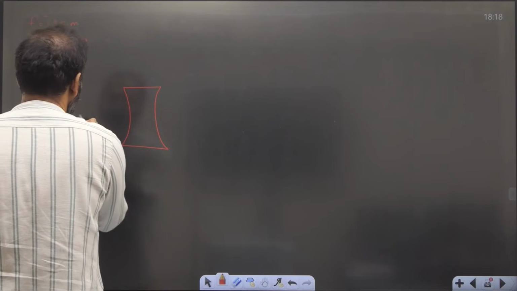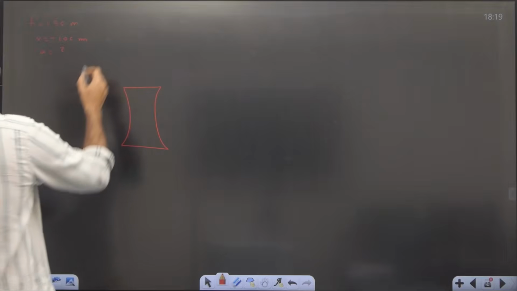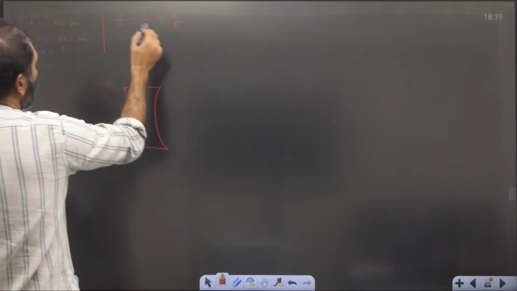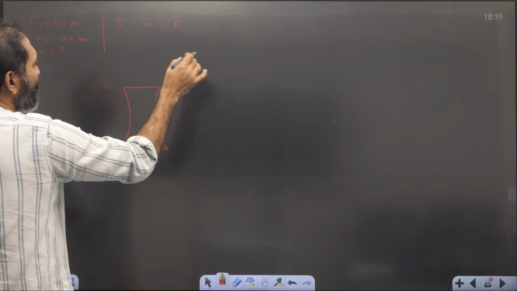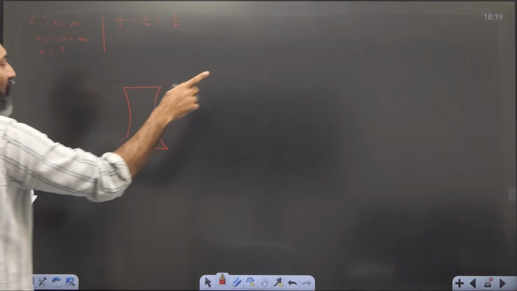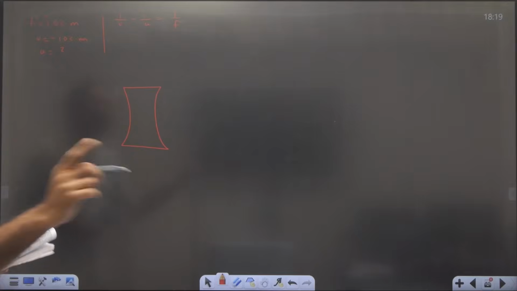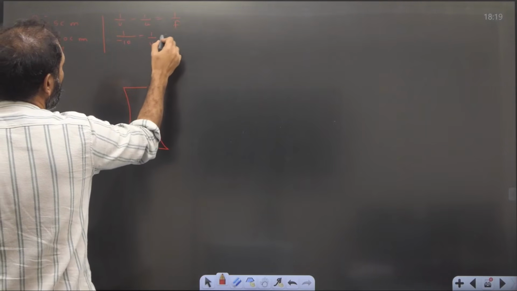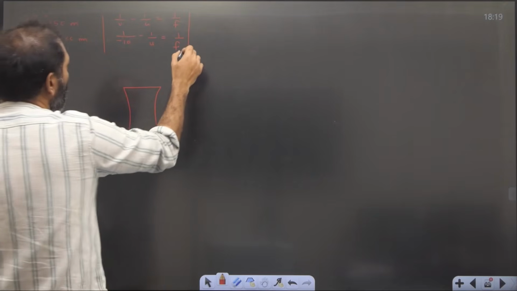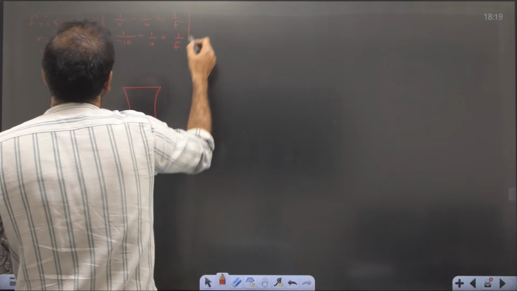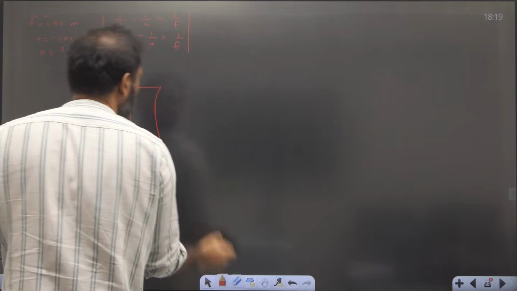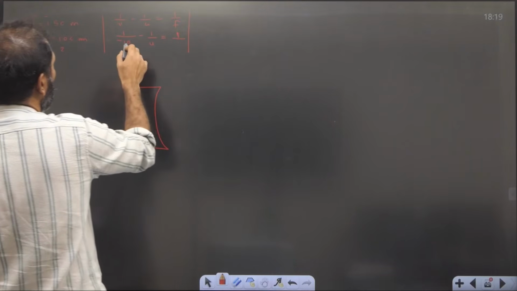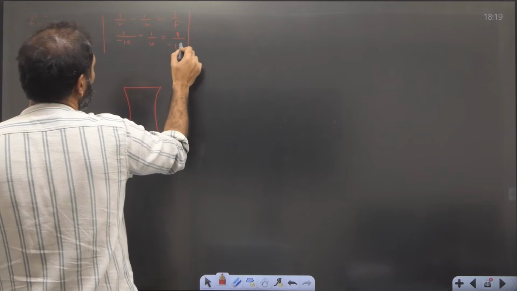Let's see. First of all, we know that 1 by v minus 1 by u is equal to 1 by f. Object distance we don't know. So for the unknown quantity we should not apply sign convention. That is very important. You should not apply sign convention to the unknown quantity. So 1 by minus 10 minus 1 by u is equal to 1 by f. What is f? f is minus 15. So 1 by minus 10 minus 1 by u equal to 1 by minus 15.